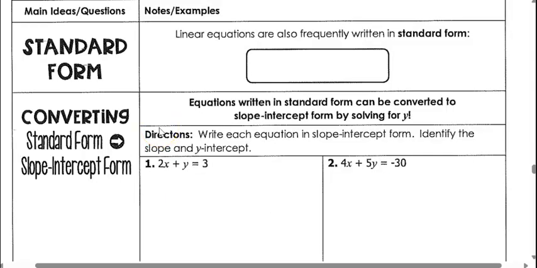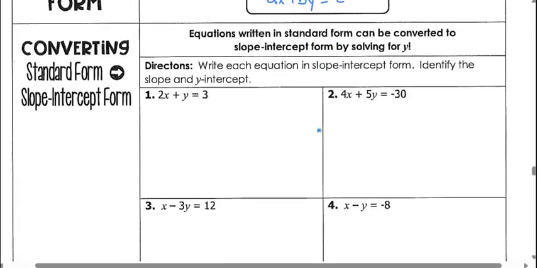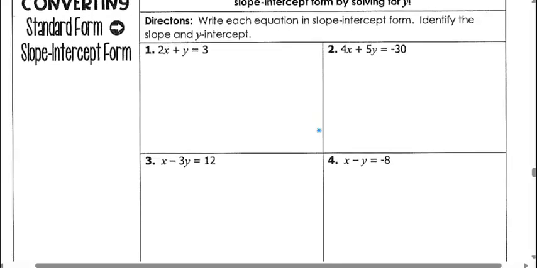We'll look at those examples some more in class. The other form that you need to know is called standard form. And so what that looks like is ax plus by equals c. So this is where we have x and y on the same side of the equation. And we need to be able to go back and forth between standard form and slope-intercept form.